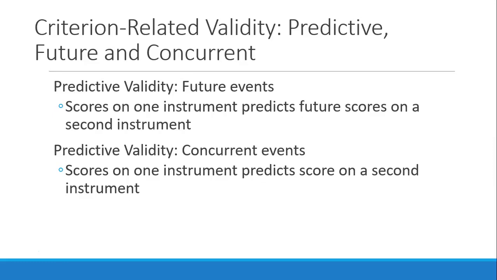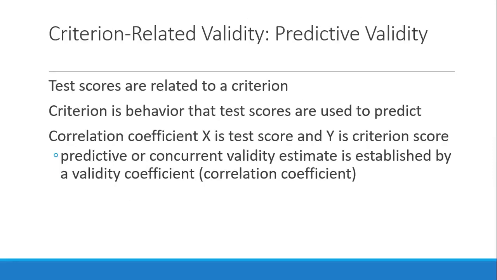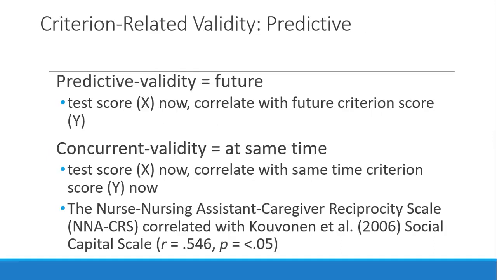Then there is also both predictive and concurrent validity, which are considered criterion-related validity. So predictive validity has to do with future events, and also you can look at predictive validity related to concurrent events. So essentially you talk about a criterion. That's the behavior that the test scores are used to predict. So the X is the test score and the Y is the criterion score. And so what you have to do is look at the correlations between both measures. And the predictive validity is a future measure.